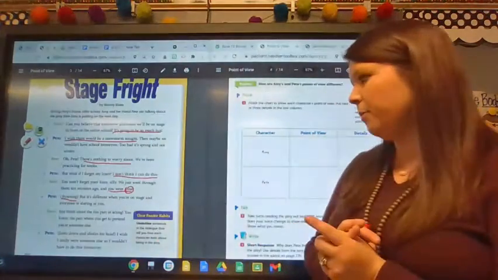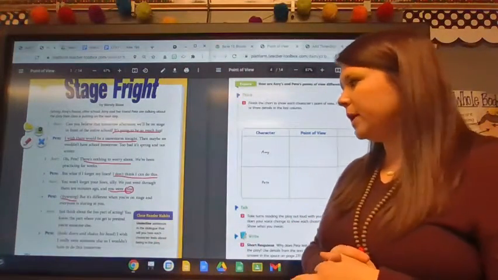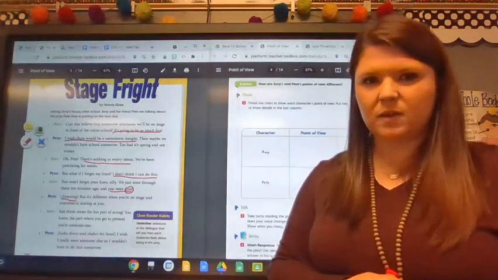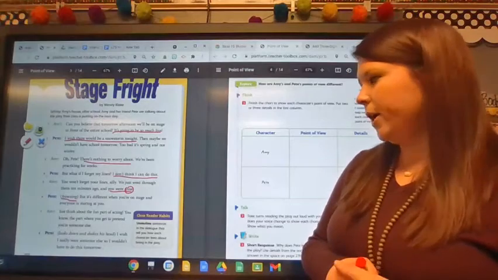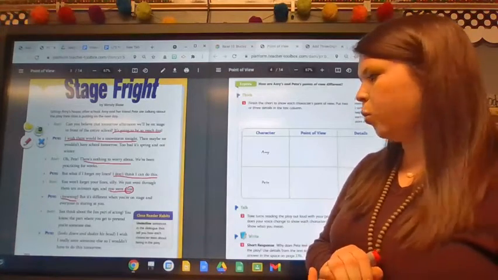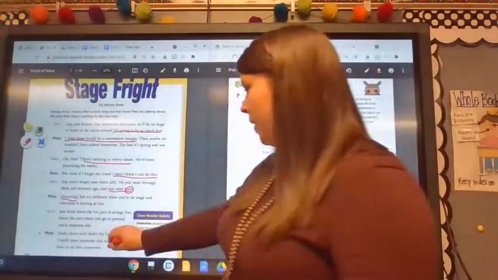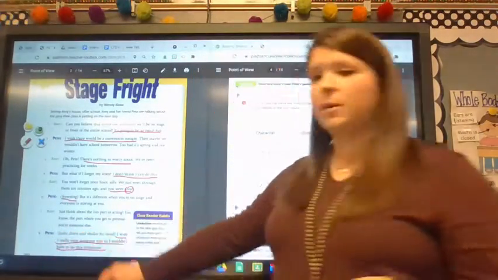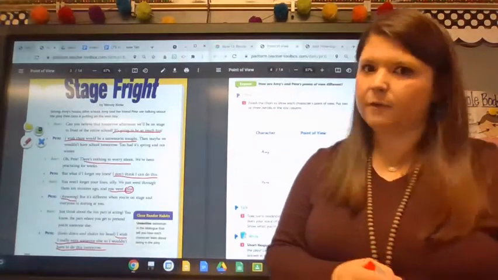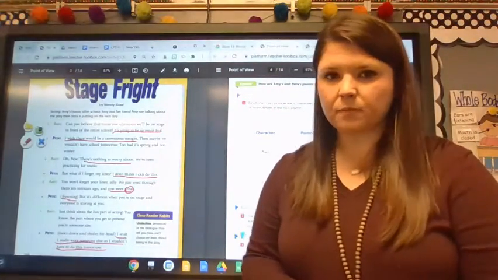Just think about the fun part of acting. You know, the part where you get to pretend you're someone else. Okay, Pete looks down and shakes his head. I wish I really were someone else so I wouldn't have to do this tomorrow. That whole dialogue tells us how he feels about the play. He wishes he was someone else so he doesn't have to do it tomorrow, right?